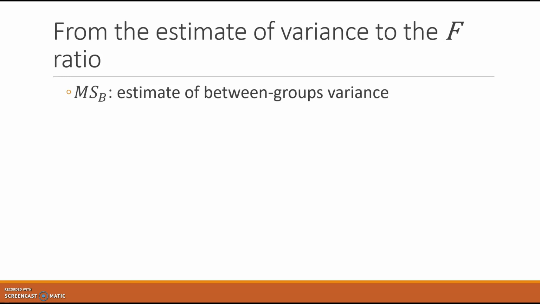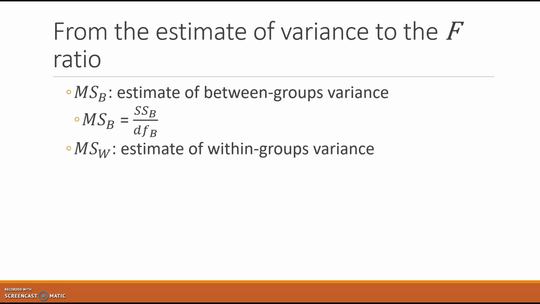So once we get to the estimates of variance, we have the estimate of between group variance, which is MS sub B, which is the sum of squares between divided by the degree of freedom between. We have the estimate of within group variance, the mean square within, which is the sum of squares within divided by the degree of freedom within. So here it's starting to sort of fall into a category. The F ratio is the mean square between divided by the mean square within. That's how you find the F ratio. You find all those other things, and then you find the F ratio.